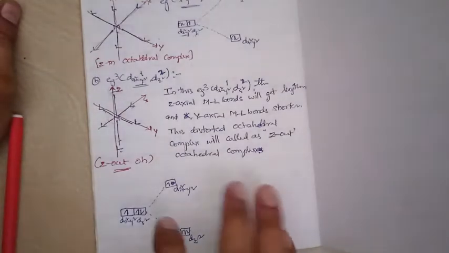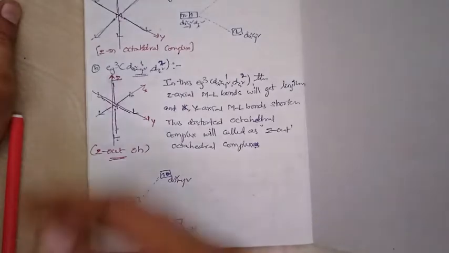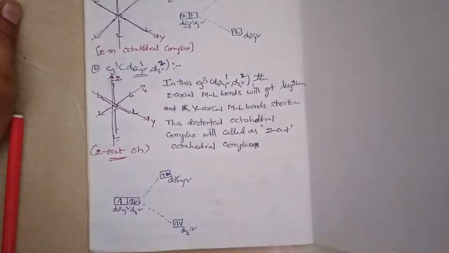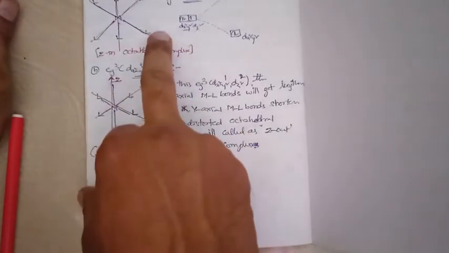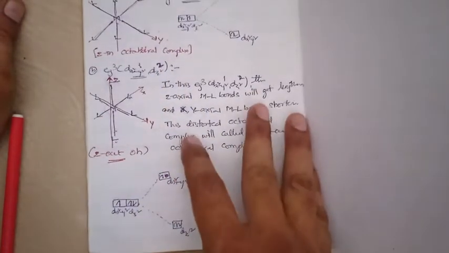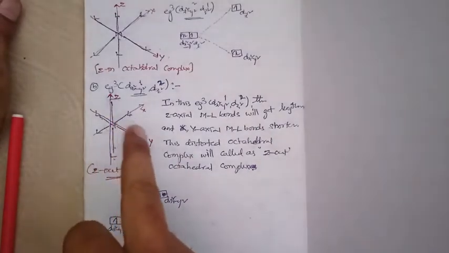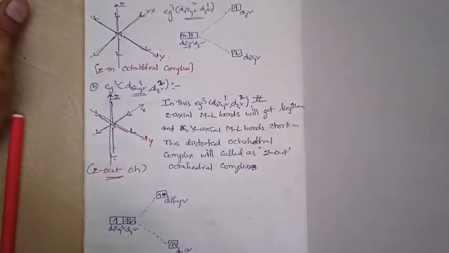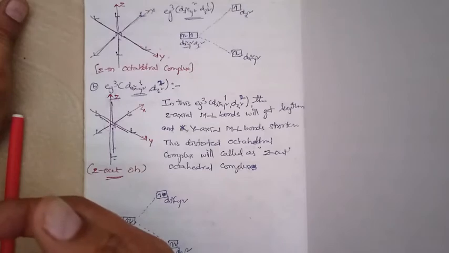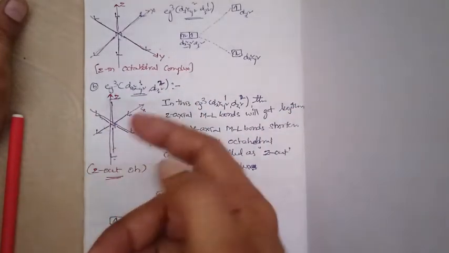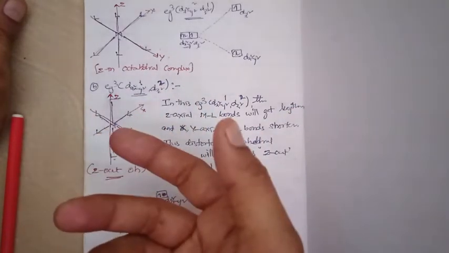So you may ask, in these two structures, this is distorted and this is also distorted octahedral. So which one is the practically existing distorted octahedral structure? It is the Z out structure that is the practically existing structure. Why does this have to happen? Why is the Z in octahedral structure not existing?